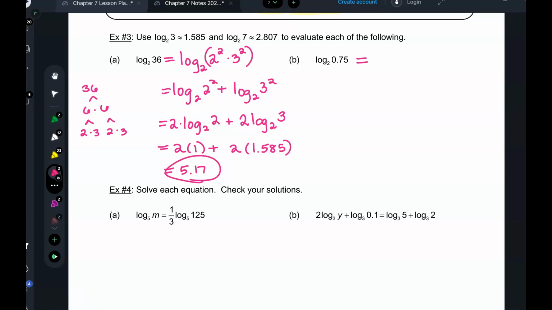All right. Log base 2 of 0.75. This 0.75 is a fraction. 3/4.